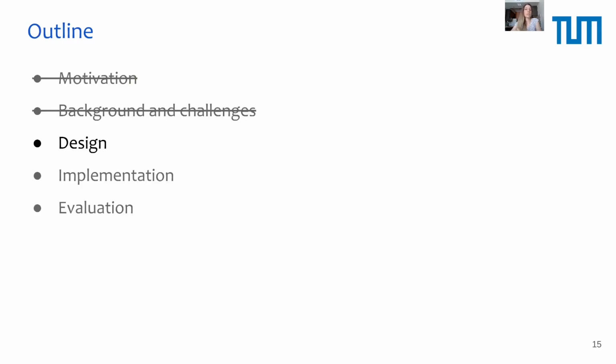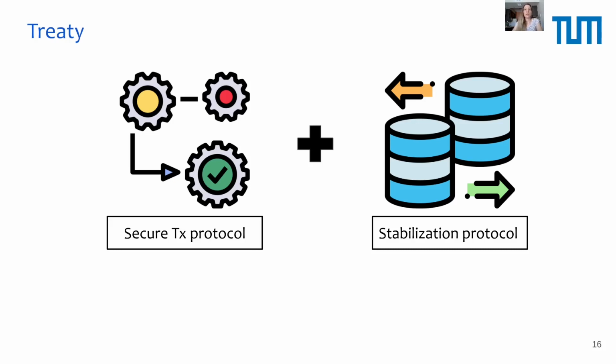Now, let's see what Treaty is doing. In Treaty, we have implemented two protocols for transactions. A secure transaction protocol that guarantees secure execution for the transactions, where we guarantee the integrity and the confidentiality properties. In addition, we have implemented a stabilization protocol that guarantees secure persistency for the committed transactions, where we ensure that transactions remain crash-consistent and resilient to rollback attacks. Now, let's see what these protocols are doing.